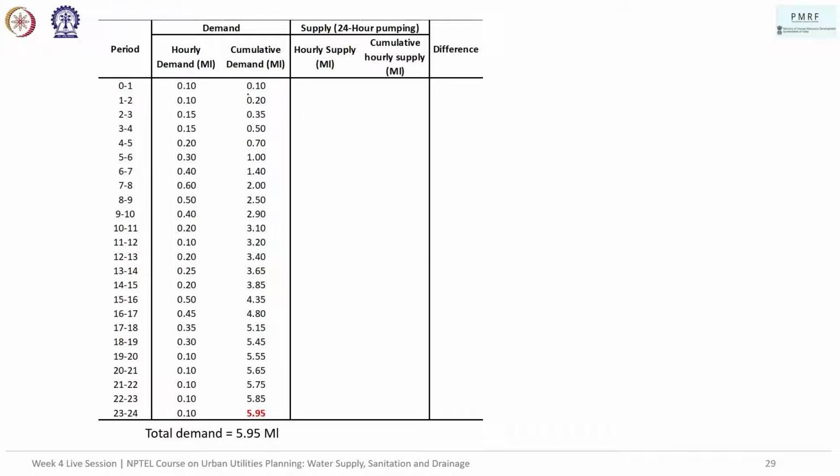So how do we figure out the cumulative value for this? It will be 0.1, the first value. Second value will be a sum of these two, right? Third value will be a sum of these three, right? 0.1 plus 0.1 plus 0.15 will be 0.35. Or alternatively, you can keep adding the previous cumulative value plus the current value.